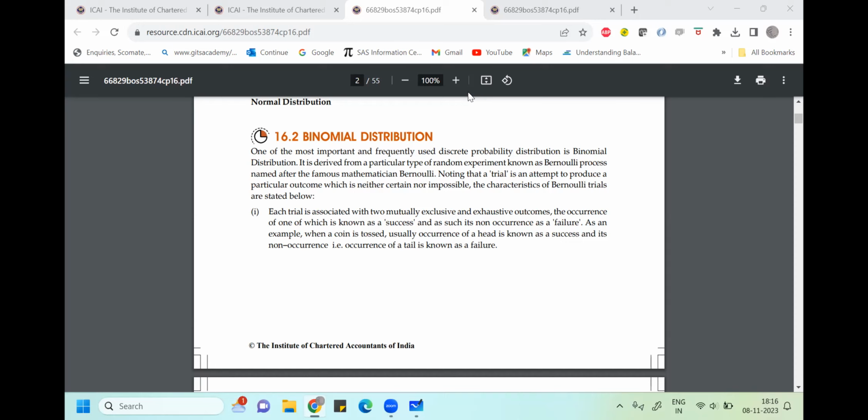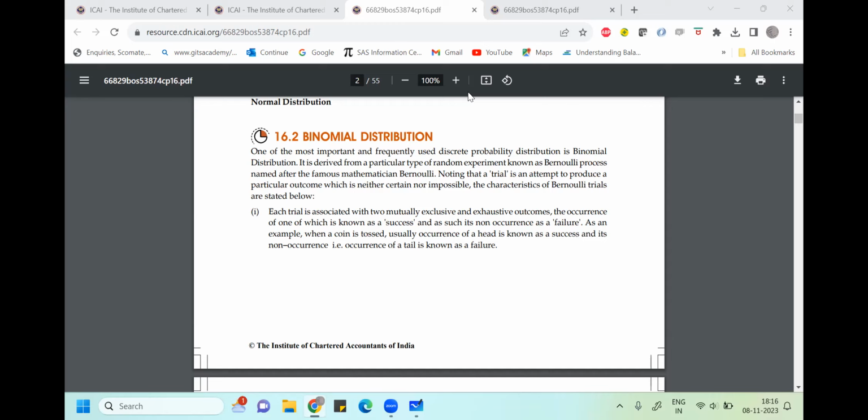You cannot toss a coin infinite times. You can toss a coin maybe 100 times or 2000 times or 3000 times. But there would always be a limited number of trials. And whenever you perform a trial, every trial is associated with two mutually exclusive and exhaustive outcomes.